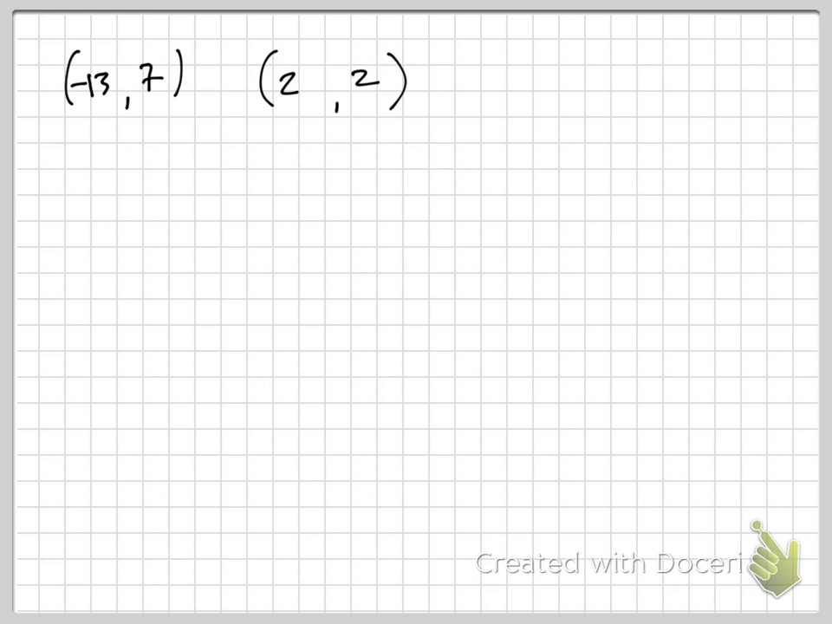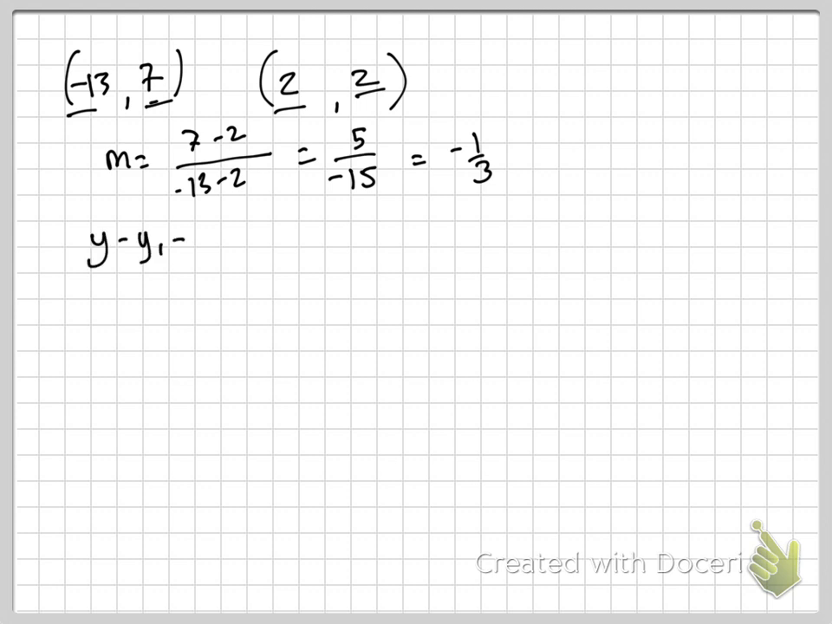Okay, my slope. Y minus y. This time I'll just go this way. So 7 subtract 2, y minus y over x minus x, so a negative 13 subtract 2. Which would be 5 over a negative 15, which is a negative 1/3. So now I have y minus y1 equals a negative 1/3 times x minus x1.